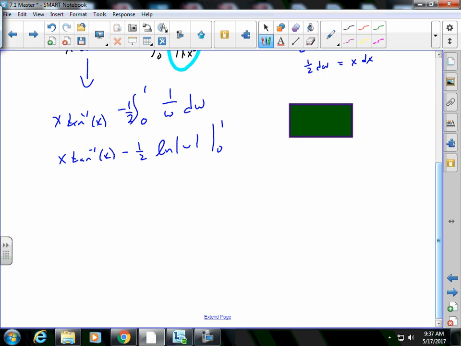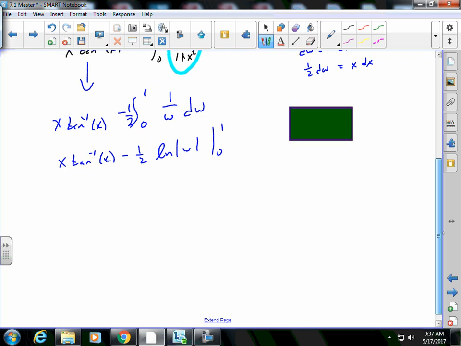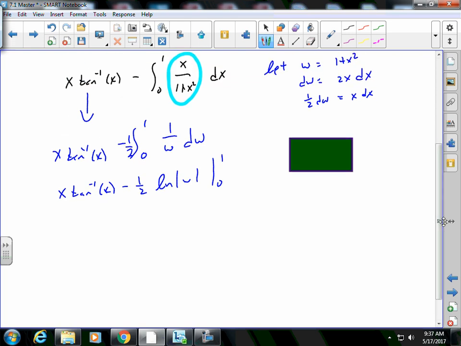But I don't want to evaluate w, right? Because we didn't change the limits of integration. So I want to put back, and the reason I couldn't change the limits of integration is I still have things in terms of x also. w is 1 plus x squared. I'm evaluating everything from 0 to 1.